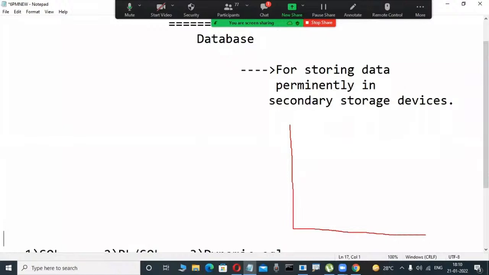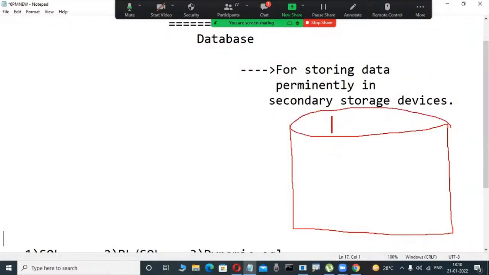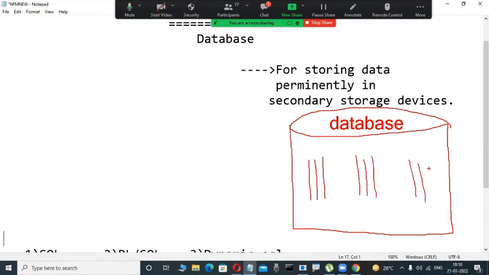These relational databases do not store a random collection of data. They only store a structured collection of data. As I told you yesterday, suppose this is an Oracle database. Databases mean some place. Now observe here: we store a structured collection of data only in this place, in an organized fashion.